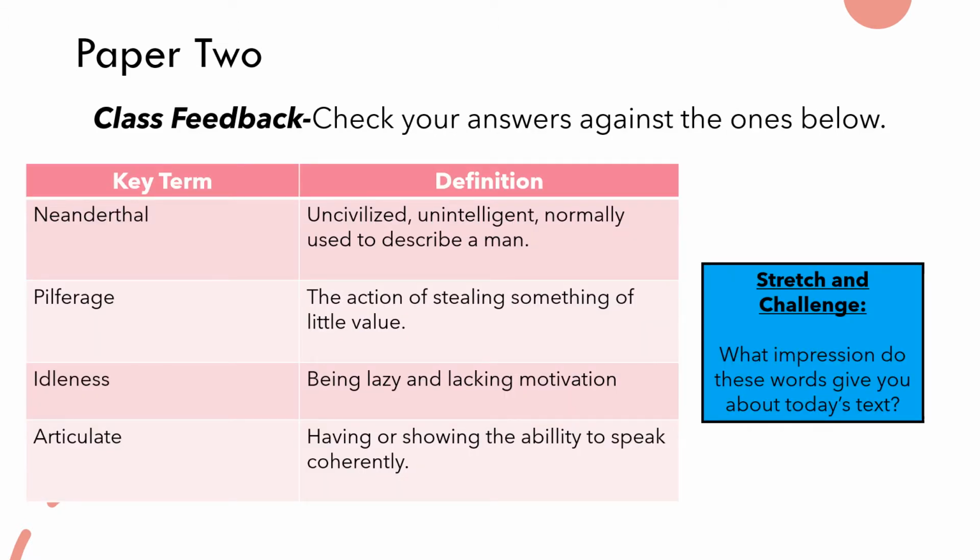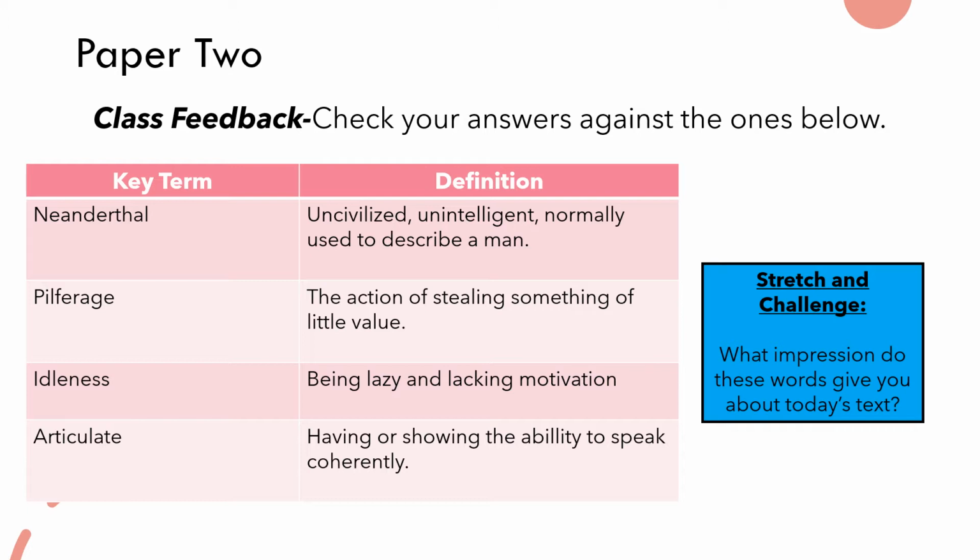Class feedback. Check your answers against the ones below. So the first one then, Neanderthal. This means something that's uncivilized, unintelligent, and it's normally used in quite a derogatory or negative way to describe a man. The second one is pilferage, the action of stealing something of little value. Number 3 is idleness, being lazy and lacking motivation. And number 4 is articulate, having or showing the ability to speak coherently.